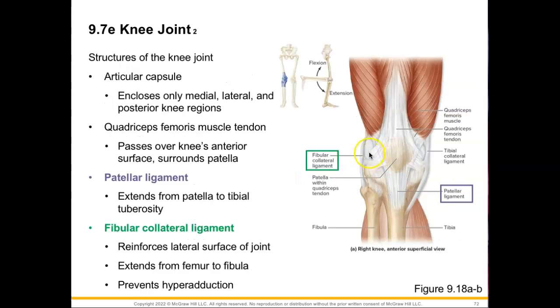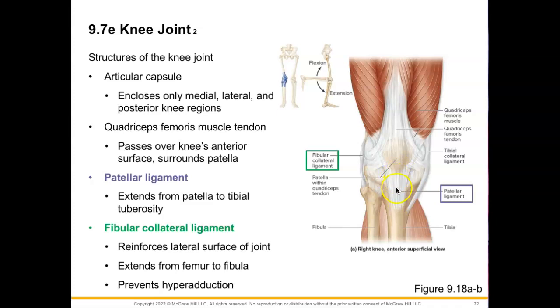Our knee joint is going to have an articular capsule, so that would be kind of surrounding all of this region in here. It's not really pictured in this illustration, but it's enclosing all of the medial, lateral, and posterior knee regions. We also have this group of quadriceps femoris muscles that form this tendon that moves on inferiorly and passes over our knee's anterior surface and surrounds the patella. And this tendon makes the patella a sesamoid bone, a bone encased in tendon. And then we continue down as the patellar ligament.